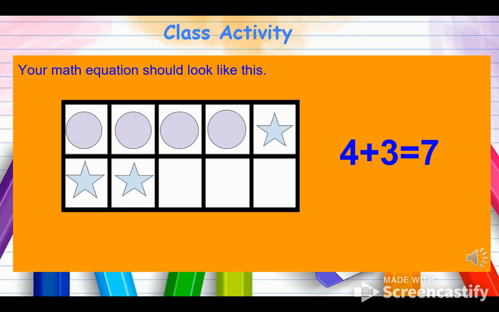So we have you working in the semi-concrete phase when we have you draw out the 4 circles and the 3 stars. And then we have you transitioning and relating that to the abstract phase by simply writing the number sentence equation. So the 4 plus 3 equals 7 would represent that abstract phase. So you can see how these phases between the concrete, semi-concrete, and abstract will cross over many times.